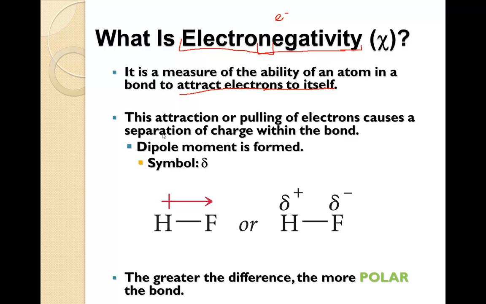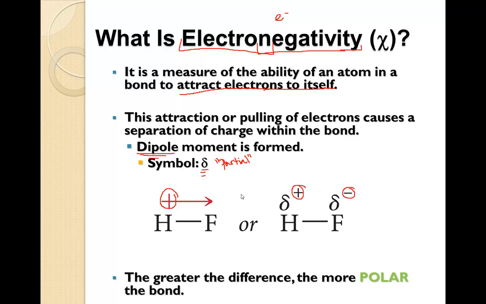This attraction or pulling of electrons causes the separation of charge between the bonds. This is now called the dipole moment, and it's based on polar opposites. Notice that we have a positive side here. We have a positive and a negative. This symbol is the Greek symbol delta. It's a lowercase letter, and we use it to mean the word partial.